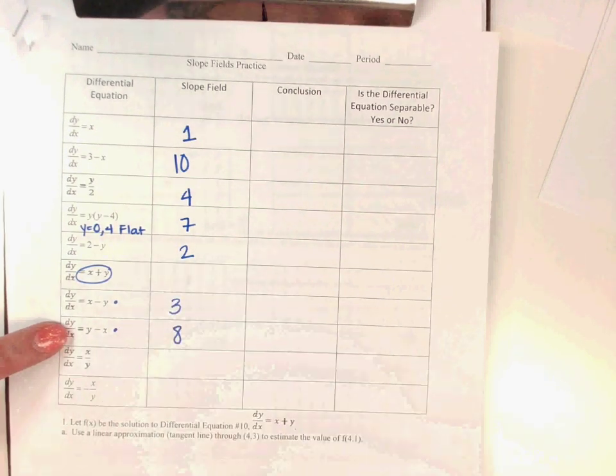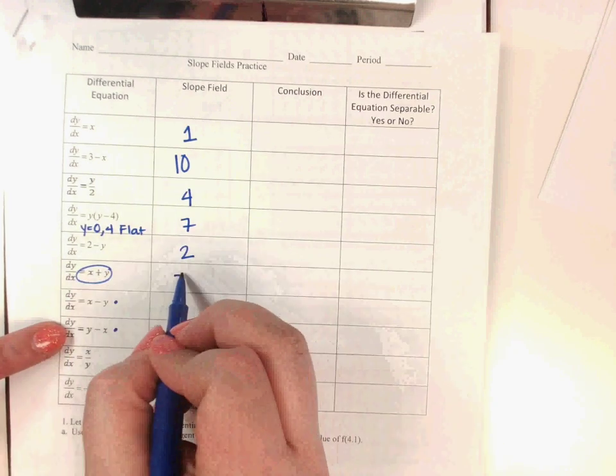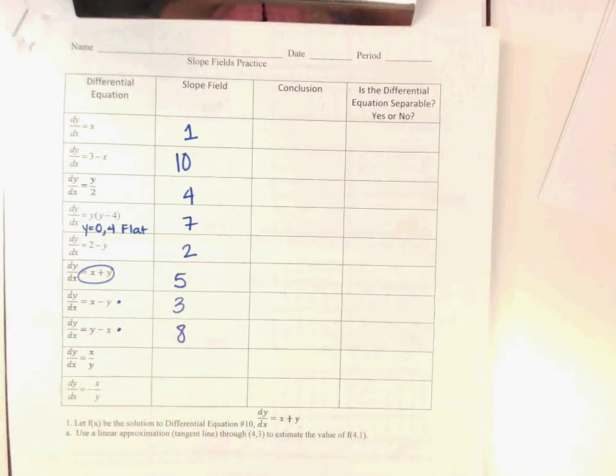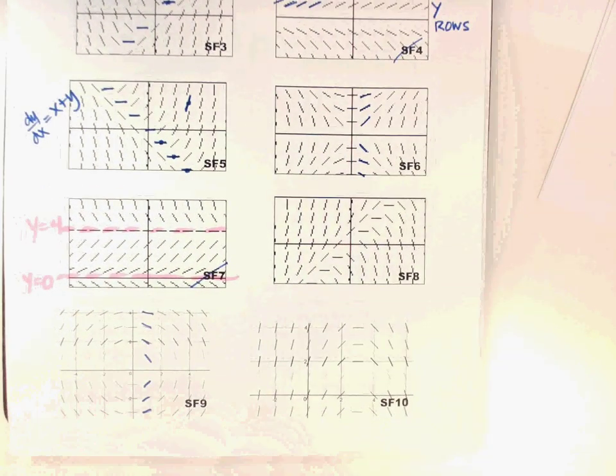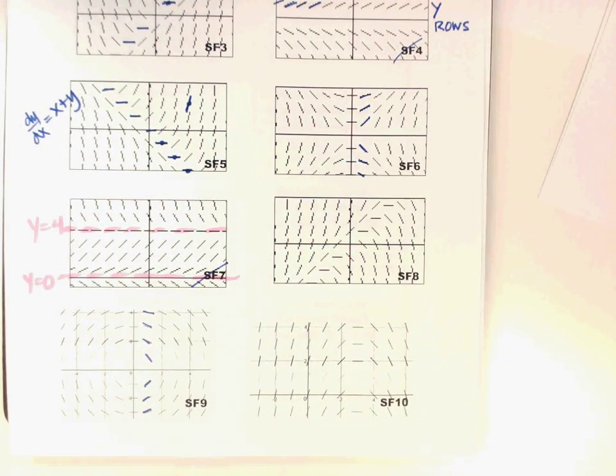Okay, so then on my sheet now, I know that this was slope field 8, right? This was 3. And then what was this one? 5. Okay, so we have 2 more left. We're dividing x and y. Our only 2 choices left are these 2. So let's pick a test point, divide them, and see if it matches.